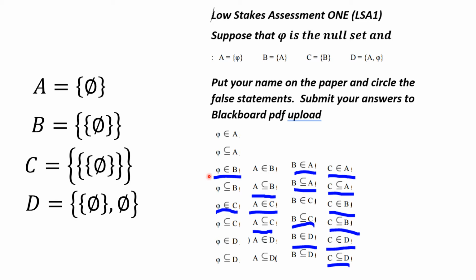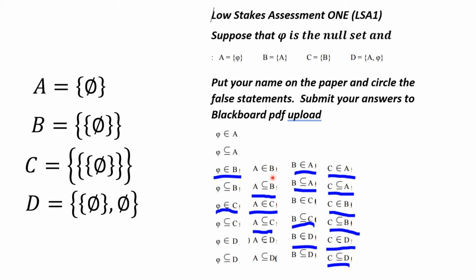Now, is the symbol for the null set an element of B? No, B only has one element, and it's this whole set. So that one is false. Is the null set an element of C? Well, C only has one element, and it's not that symbol, so that's also false. The only other one remaining to discuss is this one, and if we look at D, we see that the symbol for the null set is an element here, so we can say that phi is an element of D, so that is true. So we've talked about column 1. Those are the answers that you should have had.